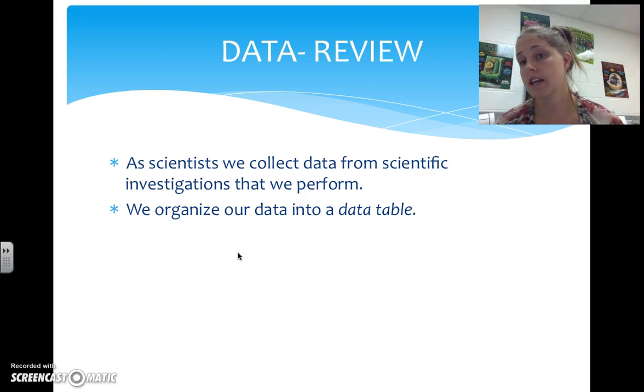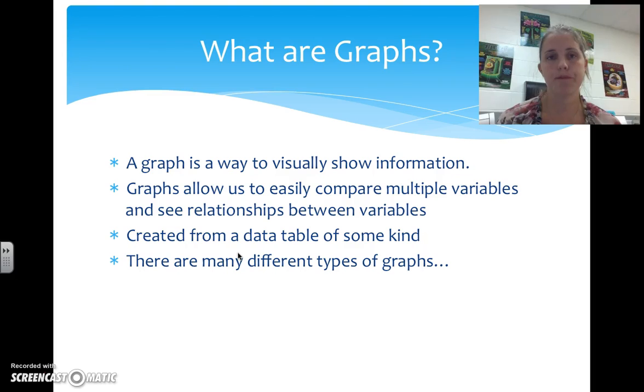Data can be qualitative, meaning no numbers, so descriptive things like colors, how they smell, basically anything like that would be a qualitative observation. Quantitative observations are things that we can describe in numbers, so measurements, essentially. And we tend to organize our data, especially quantitative data, into data tables.